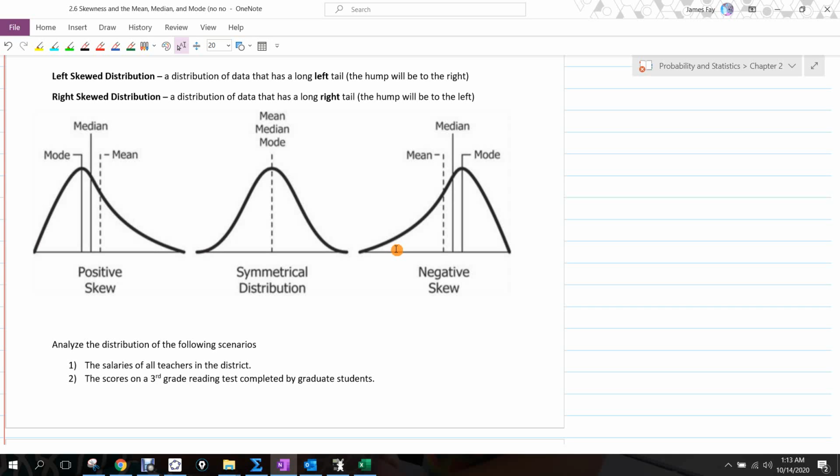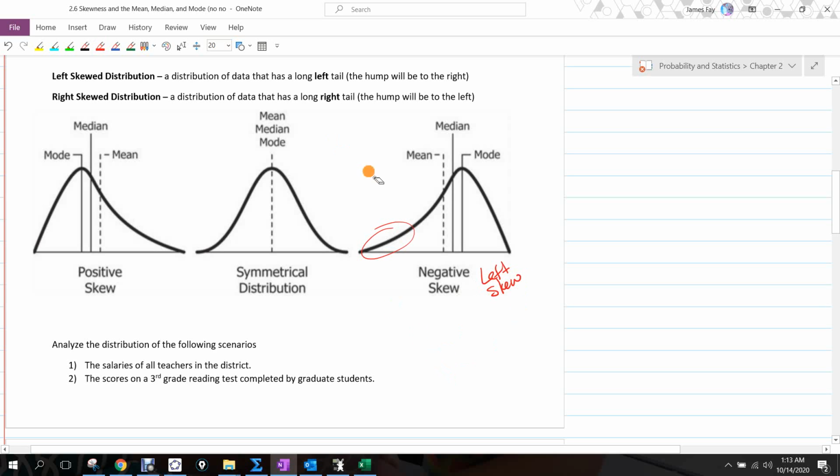When it says we have a left skewed distribution, it's a distribution of data that has a long left tail, and that means that the hump is going to be to the right. So when it says left skewed distribution, the left part is talking about where the tail is. Sometimes it's referred to as a negative skew. So this is my tail. Call this a left skew.